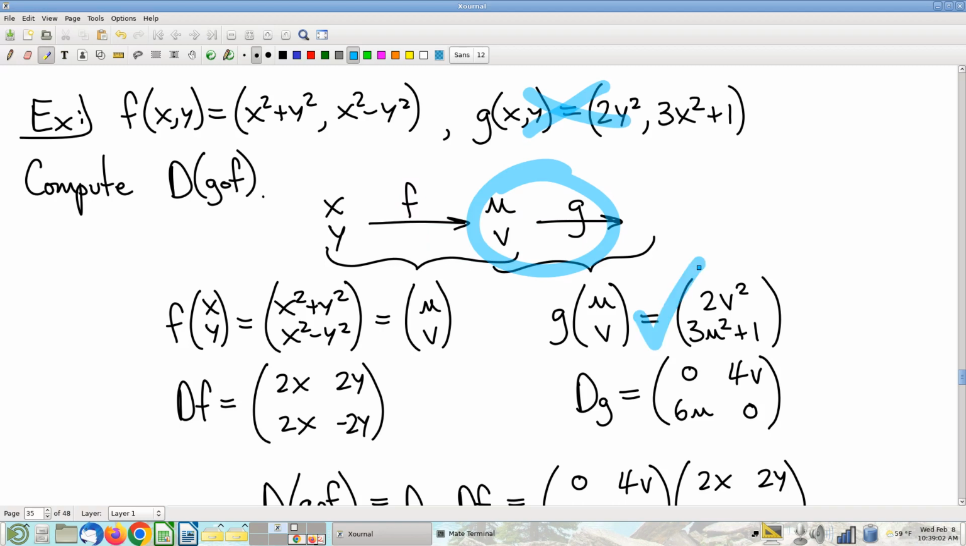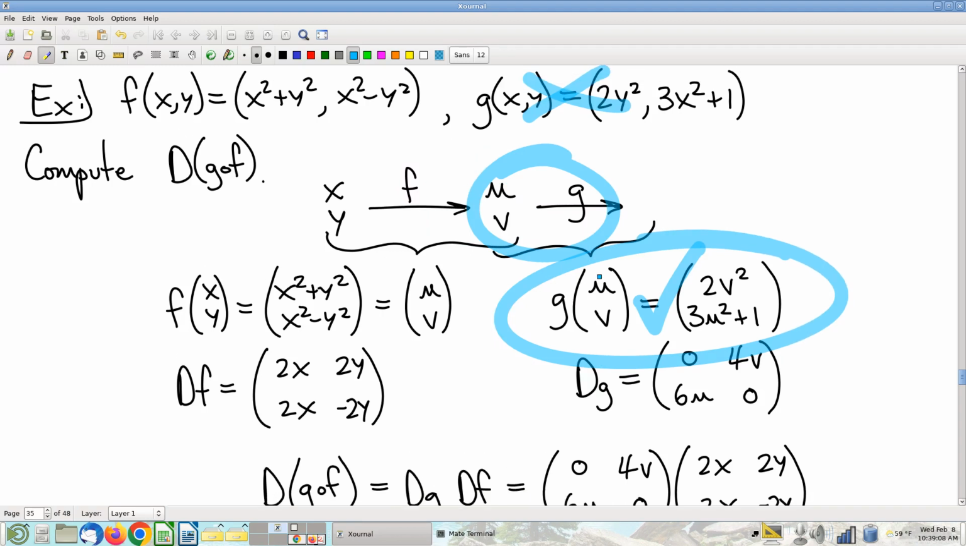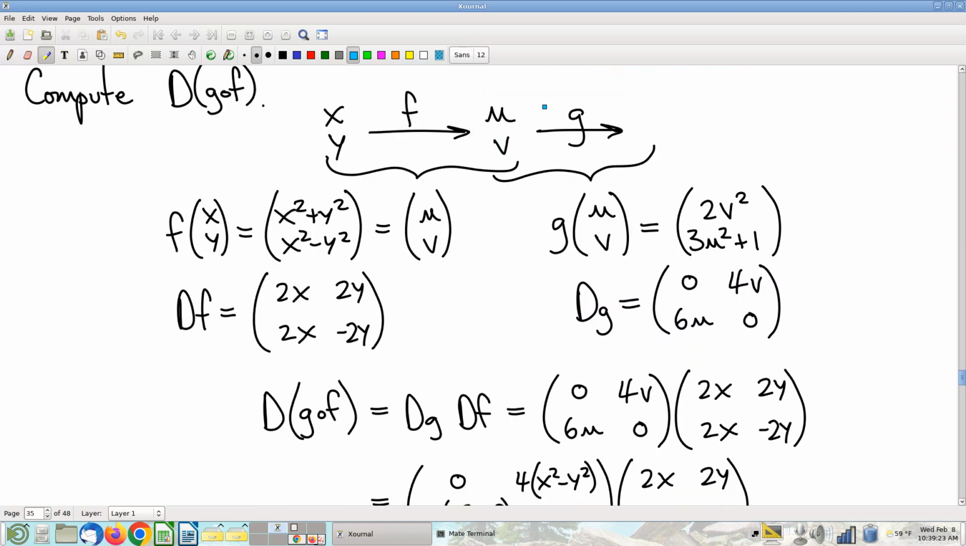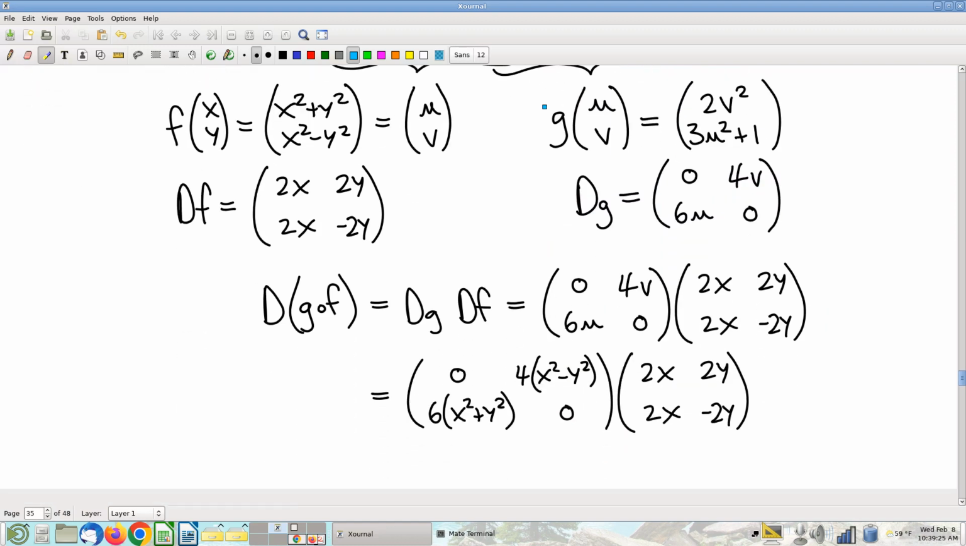Now, it's the same function here. I didn't really do anything to the function, right? It's 2 times the second variable squared, comma, 3 times the first variable squared plus 1. It's this exact same function, just written in terms of different dummy variables. And with that having been done, I can now proceed pretty conveniently. There's the derivative matrix for f. There's the derivative matrix for g. The derivative of the composition is the product.